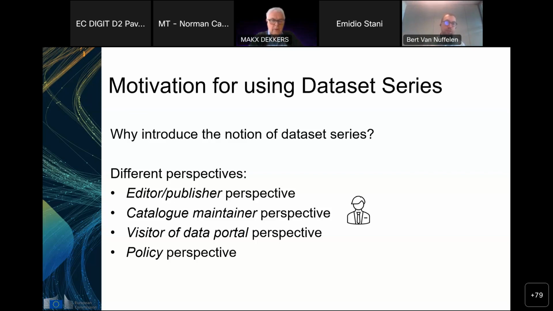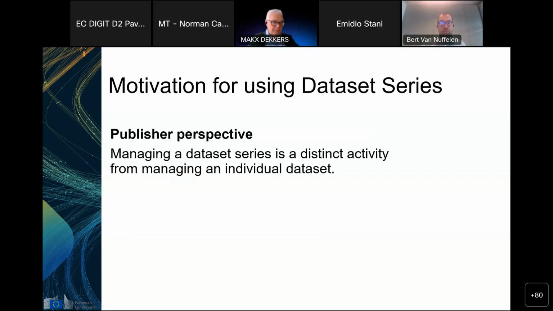And you can look from different perspectives. So from the perspective of the editor, the publisher of data, you can look from the perspective of the catalog maintainer. This is a useful concept. You can look from the perspective of the visitor of a data portal. How do I see this on my website? Or maybe there's a notion from the policy side that there are some requirements or things that you could say on that. So if you purely look from a publisher perspective and I'm a dataset owner, then you could consider that managing dataset series is something totally distinct from managing an individual dataset. So in organizations, it might be that somebody is just busy with one individual dataset, and that the dataset series it is part of is managed by somebody else. So this is a perspective I want to share with you.